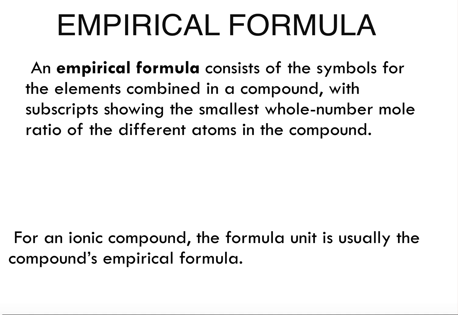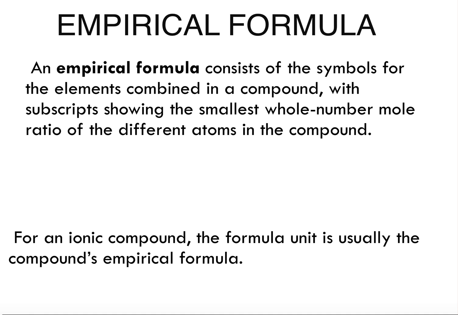Okay, so we're going to talk about empirical and molecular formulas. An empirical formula consists of the symbols for the elements combined in a compound with subscripts showing the smallest whole number ratio of different atoms in the compound. For an ionic compound, the formula unit is usually the compound's empirical formula.